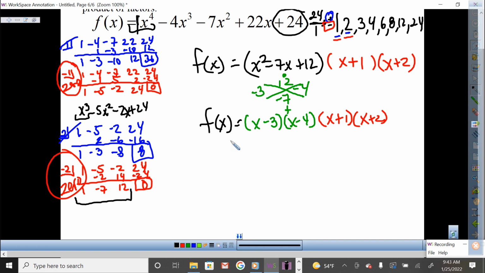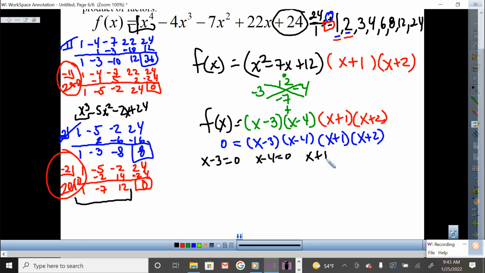Are we done? No, let's solve. What do we do to solve? Tell your neighbor, please. Change f of x to what? 0. Continue, Jerry. What do I do next? Yeah, set each of those equal to 0.